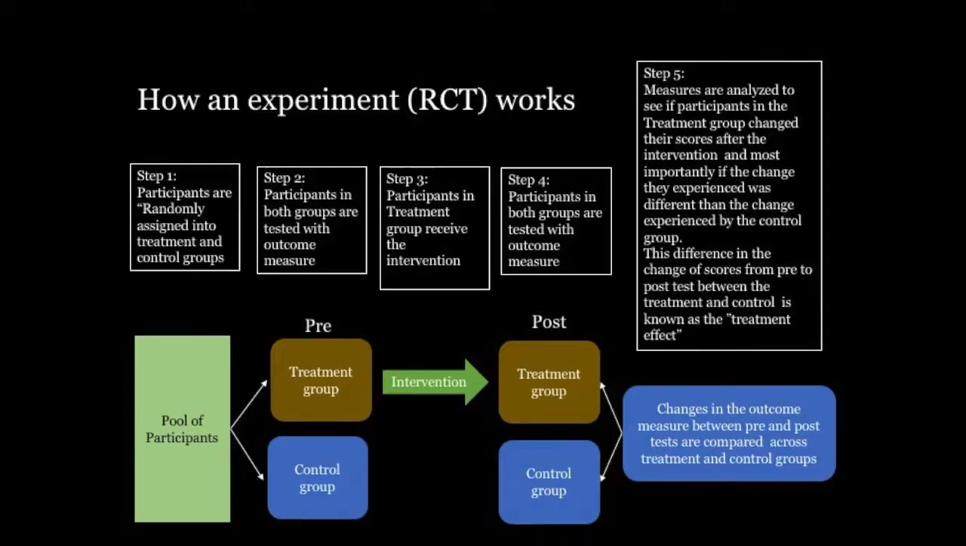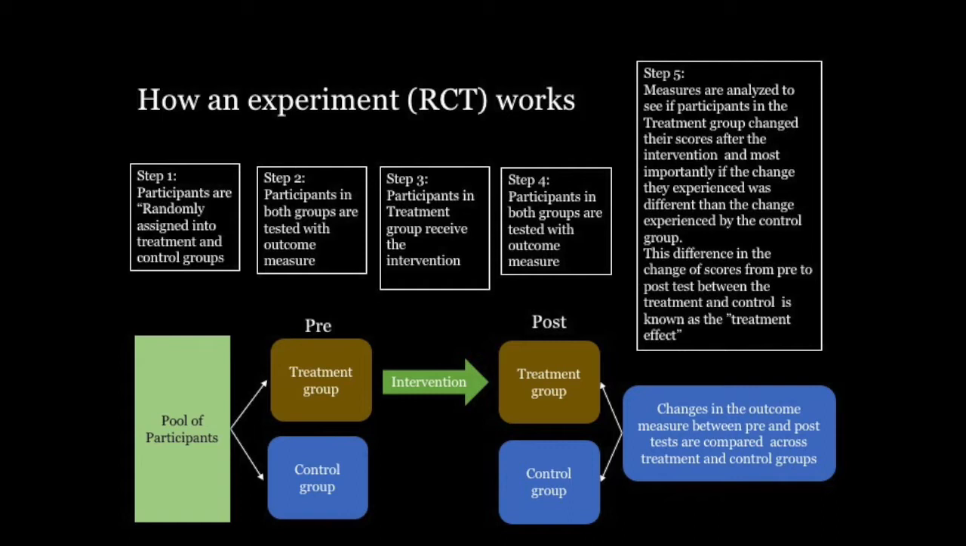Now we will understand why evidence-based clearinghouses consider the randomized controlled trial as the gold standard, and in some cases will not even look at other evaluation designs. Let's recap how an experiment works. Here you have on your screen the steps in an experiment and the components of an experiment, right? In step one, participants are randomly assigned into treatment and control groups. This is a key component of an RCT.